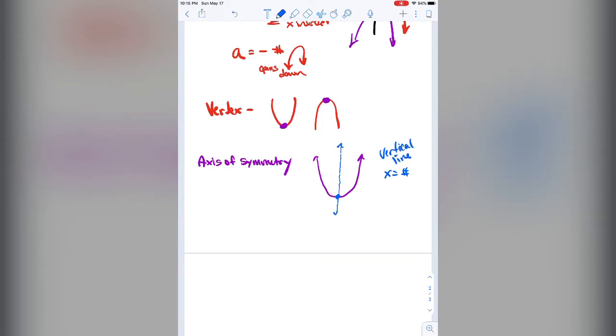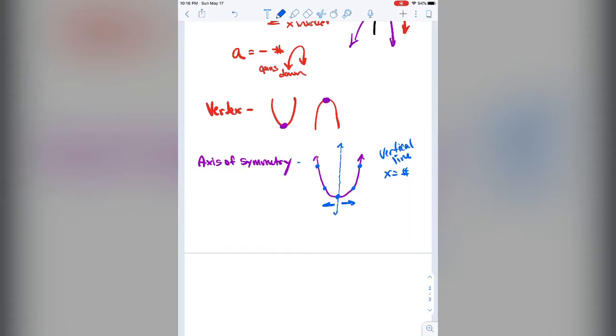Okay? But it means that everything is symmetrical. Everything here is the same as everything here, which means if I go up 1 here, then I go up 1 here. If I go up 3 here, I go up 3 here. Everything is symmetrical on both sides, so it's called an axis of symmetry. So in order to graph, we kind of need to understand the axis of symmetry and the vertex.